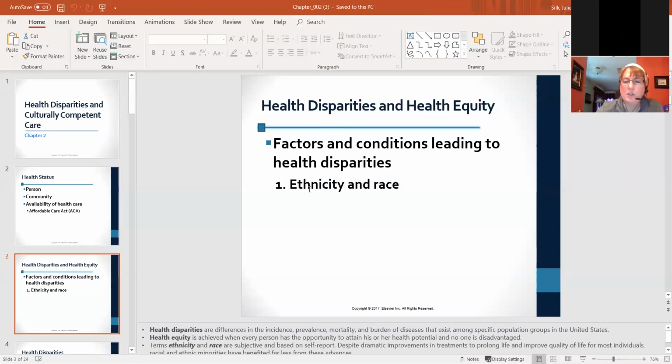So this also mentions ethnicity and race on this slide. These are both kind of subjective terms and they're based on self-report. Like someone might say, hey, I am Caucasian, you know, like when you're doing the census. So despite improvements in treatments to prolong life and improve quality of life for most individuals, racial and ethnic minorities have benefited far less from these advances.